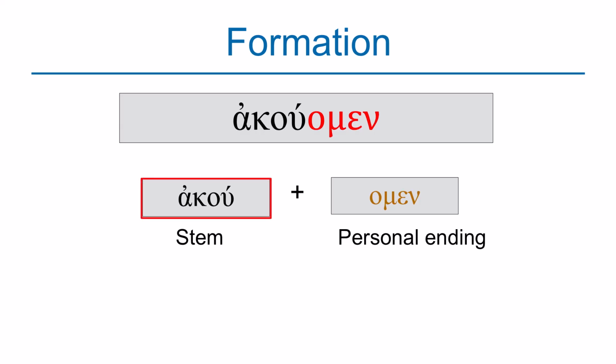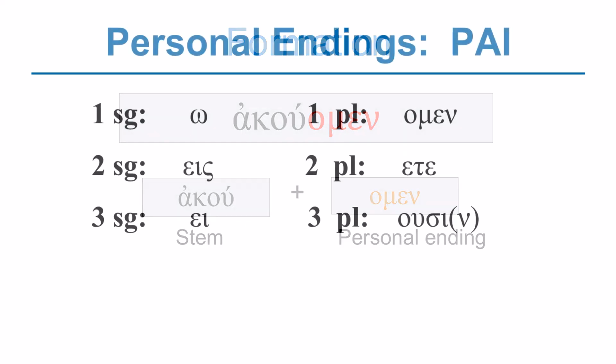So the stem of the word gives you the meaning, but the verb ending or the personal ending is going to tell you who is doing the action. For example, akou, the stem, means hear. Omen means we. So when you bring the two together, the translation is we hear, and this is how you form verbs. And so let's look at the personal ending and the paradigm for the present active indicative.